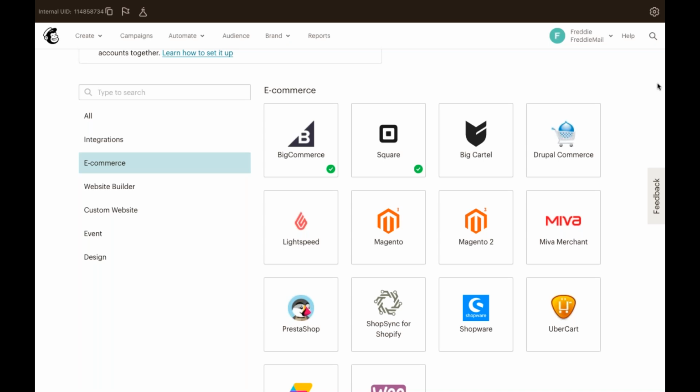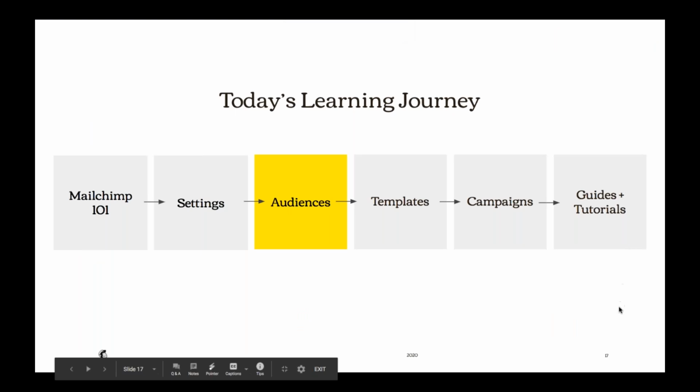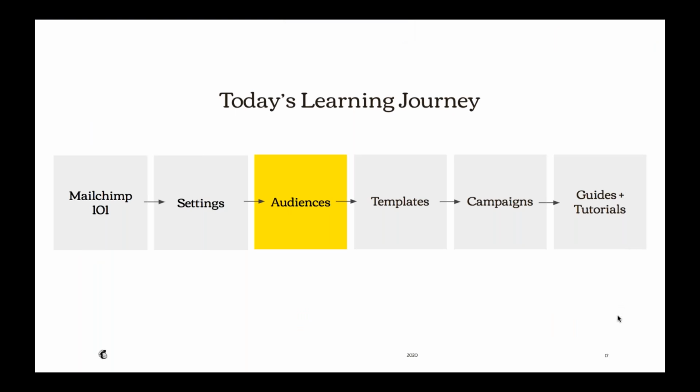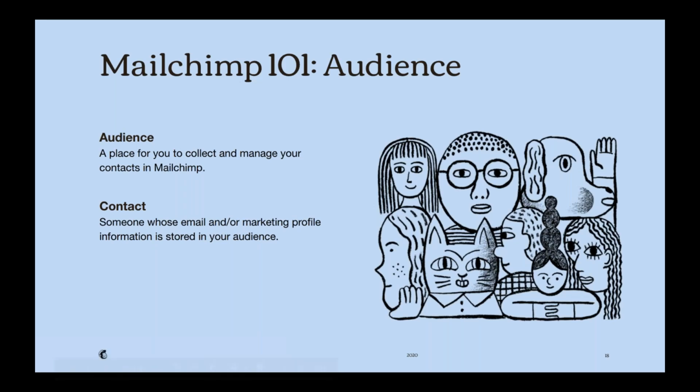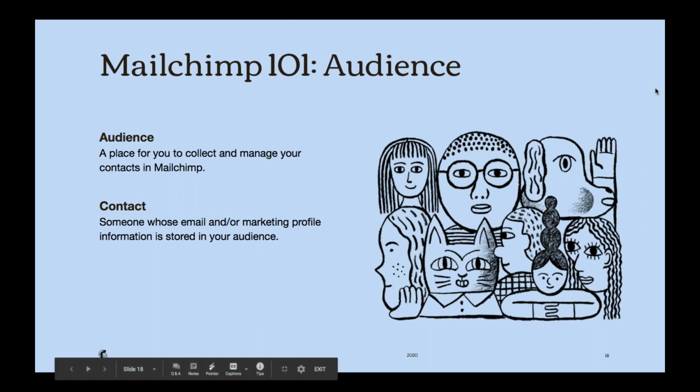So now that we've wrapped up our navigation overview and our intro to account settings, the next step in our learning journey covers audiences. So we're going to talk through what an audience is. When we say audience, we mean a place for you to collect and manage your contacts in Mailchimp. And a contact is someone whose email is stored in your audience.